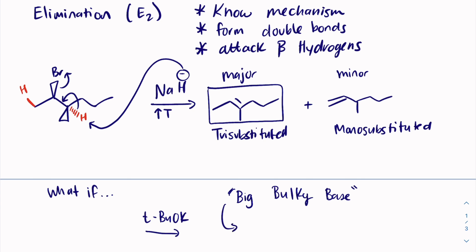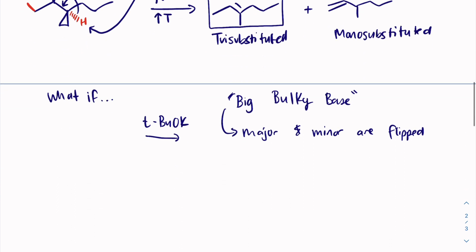Then what happens is because it's so large, it struggles to get into those small spaces where the more substituted alkenes are going to be. And so basically what I would remember is that major and minor are flipped. Okay, so those are substitution and elimination reactions.